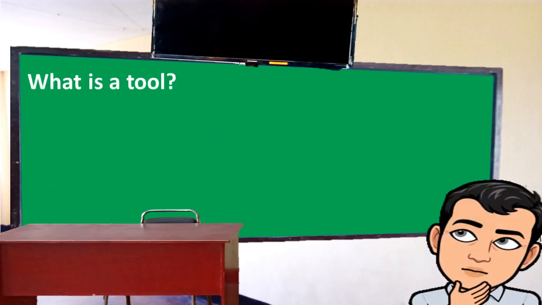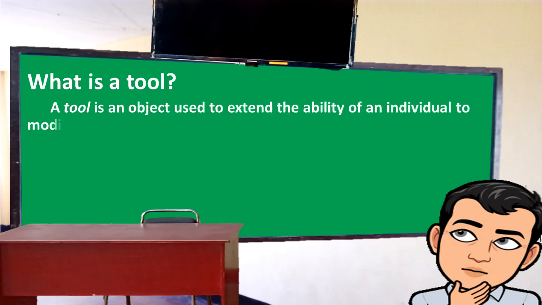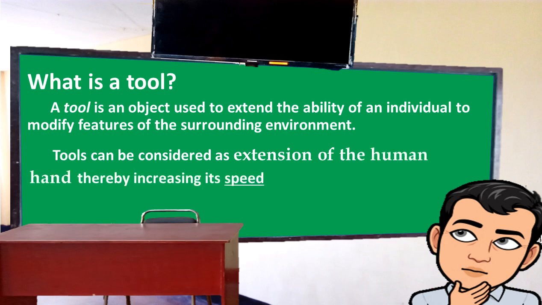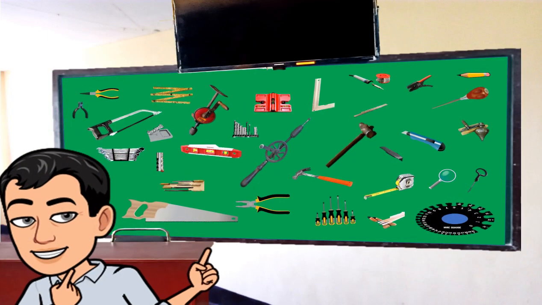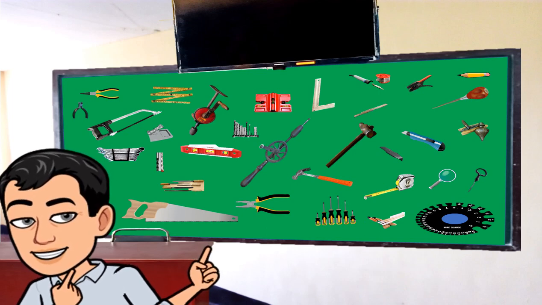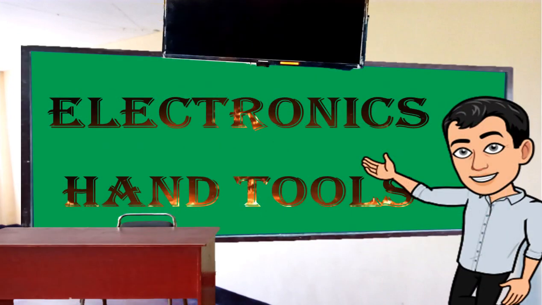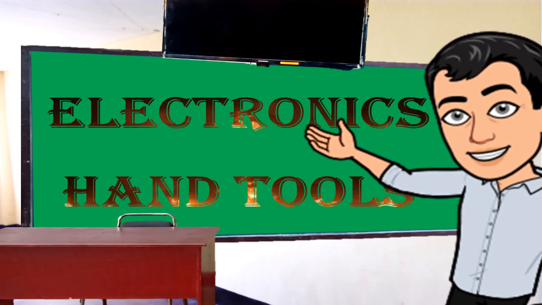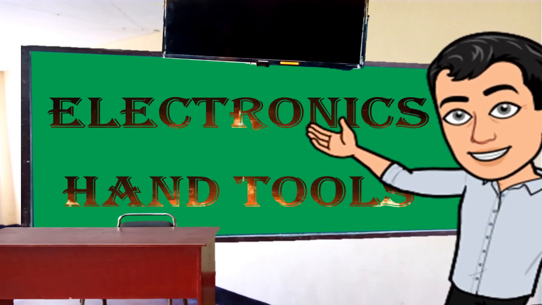What is a tool? A tool is an object used to extend the ability of an individual to modify features of the surrounding environment. Tools can be considered as extension of the human hand, thereby increasing its speed, power, and accuracy. Here are some samples of hand tools that we will see on this topic. By the way, for today, we will just focus on electronics hand tools that you may see inside our shops.